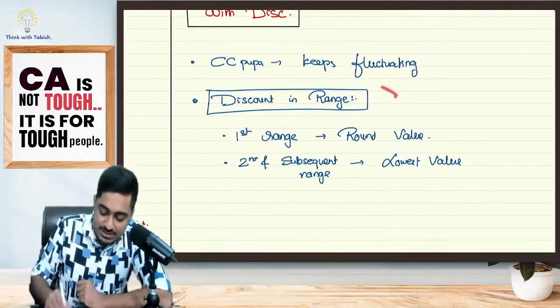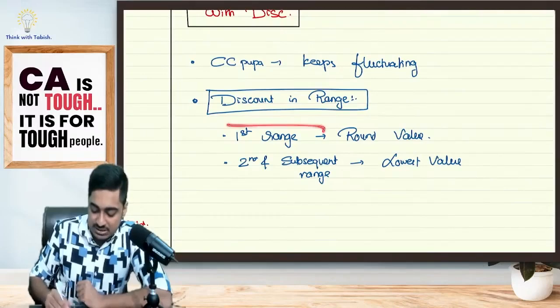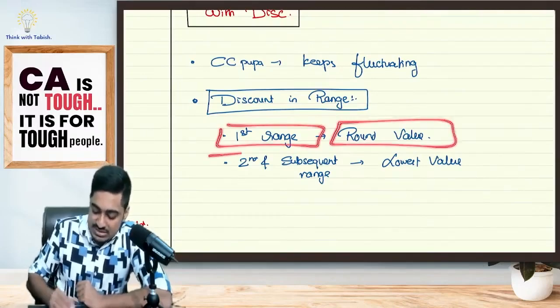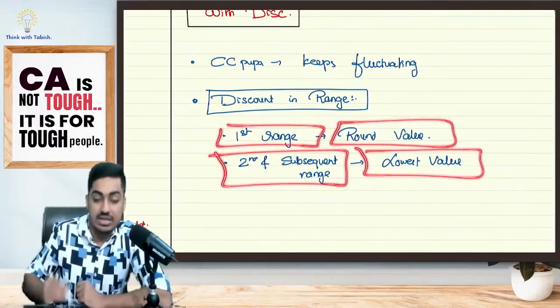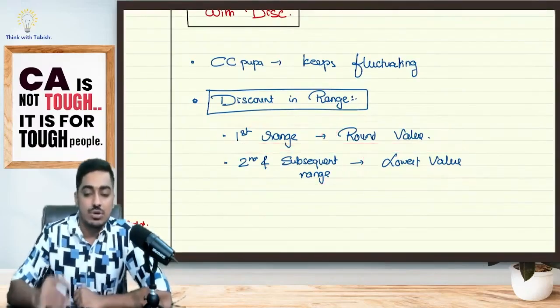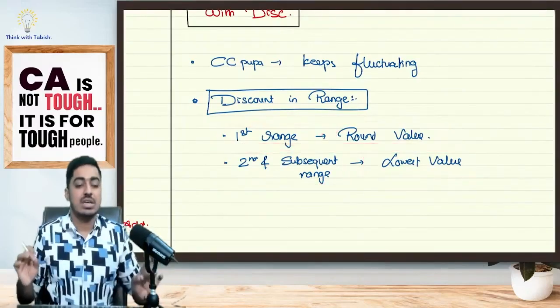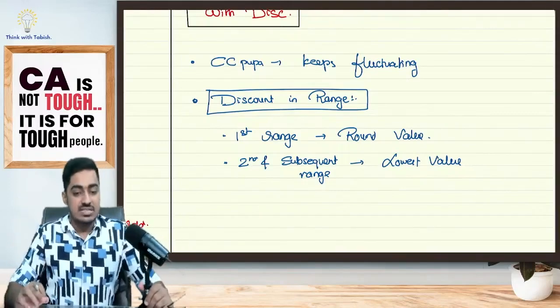Yes, the next one is if discount is given in a range. In the first range, I will be taking any round value. Second, and in all subsequent ranges, I will be taking the lowest value. So in 5 to 7 minutes, we have revised all the concepts that we have discussed in detail.